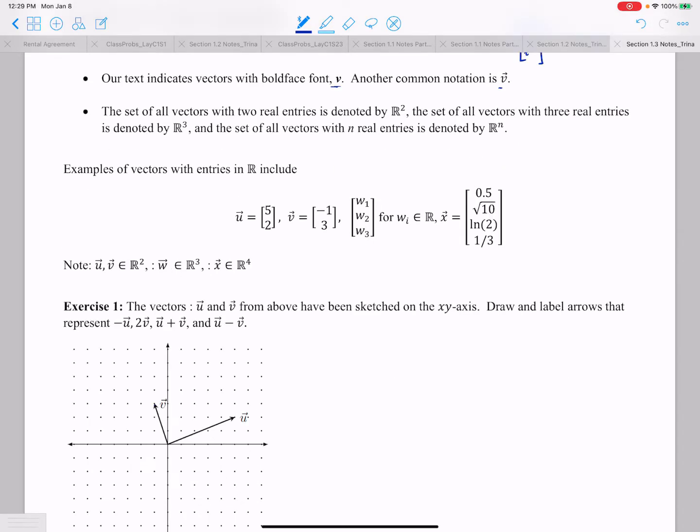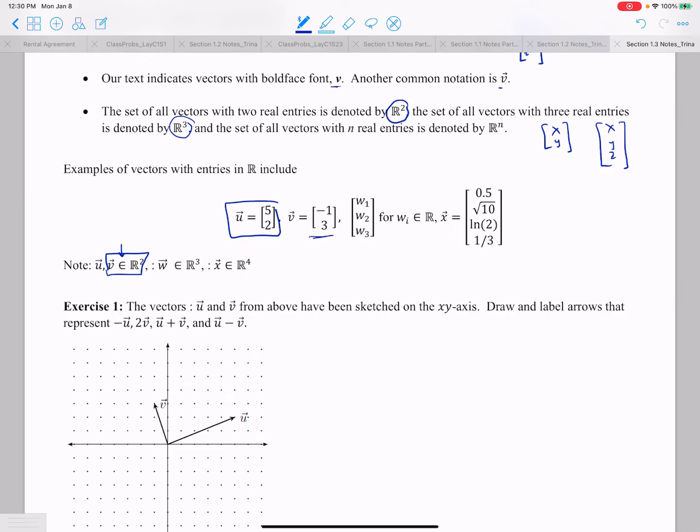And then if we have all x, y pairs, that is in R2. If you have all x, y, z coordinates, that's R3. So the exponent on top of the R tells you how many components there are to the vector. u is an example of an element in R2. So this symbol right here means element of. So this phrase means the vector u is an element of R2.